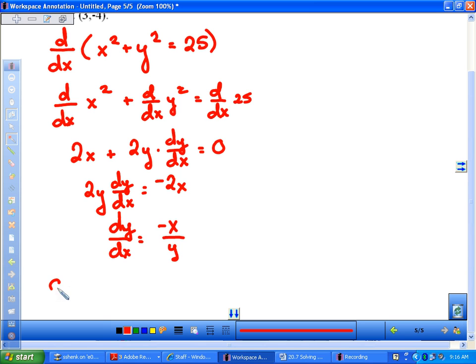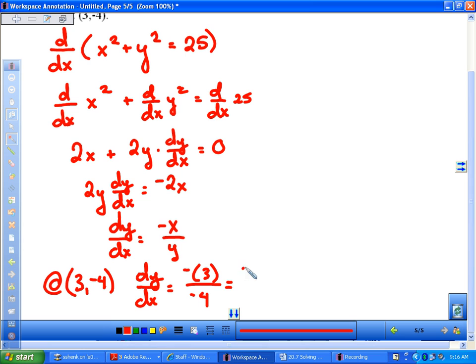Well, we specifically want our slope at (3, -4). Okay, so at (3, -4), dy/dx, our slope is going to be equal to -3 over -4, which will simplify to 3/4. Okay, so at that point, we're going to have a slope of 3/4.